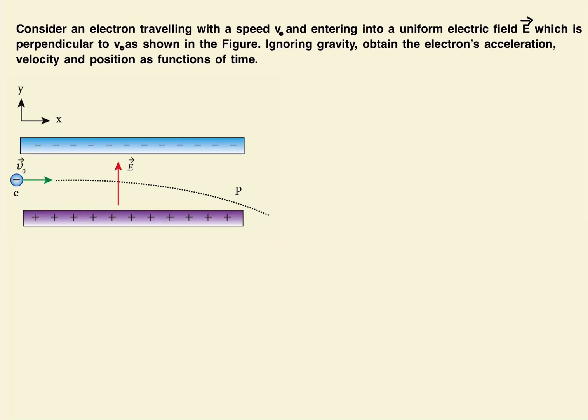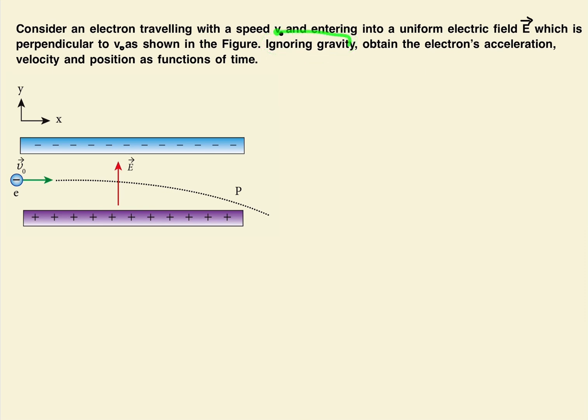Hello students, welcome. In this problem, consider an electron traveling with the speed of V0 and entering into a uniform electric field E vector. You see the diagram. V0 is the speed of the electron that is entering here. The electric field is perpendicular to the direction of projection. Importantly, they are telling us to ignore gravity.